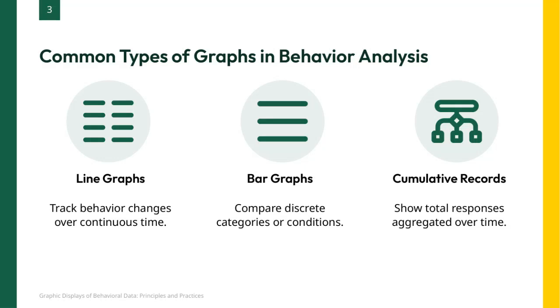Let's talk about the common types of graphs we use in behavior analysis. First, we have line graphs. These are great for tracking how behavior changes continuously over time, allowing us to see trends and patterns clearly. Next, there are bar graphs, which are perfect for comparing different discrete categories or conditions side by side. Finally, we use cumulative records, which show the total number of responses accumulated over time, giving us a clear picture of overall progress or change. Each type of graph serves a unique purpose and helps us interpret data effectively.